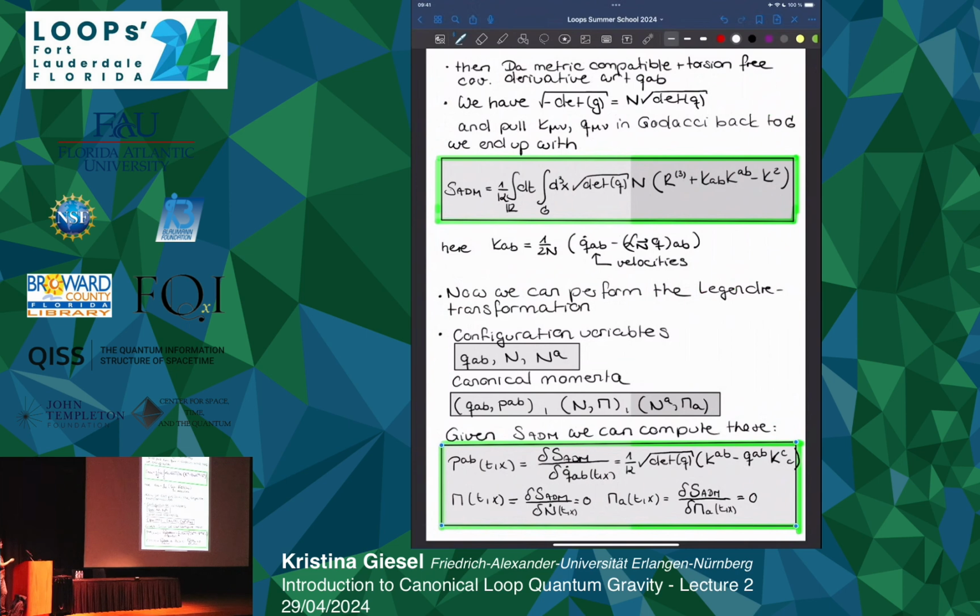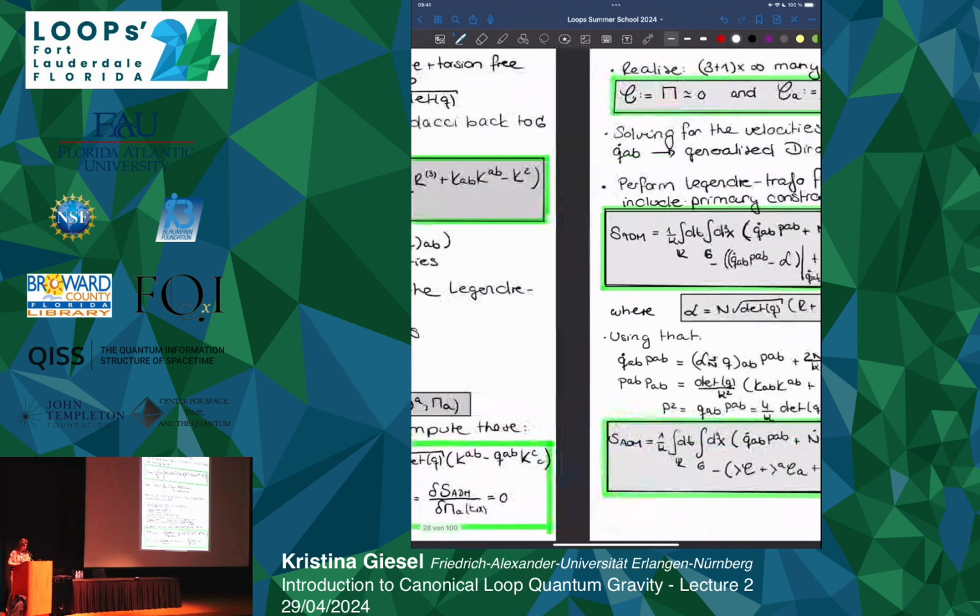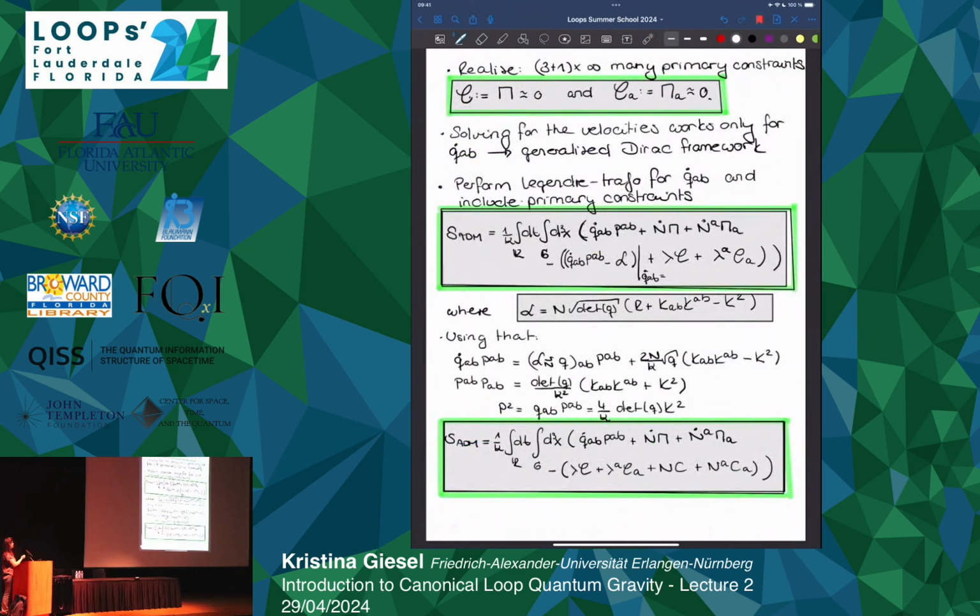And if you look at this ADM action, you will immediately see there are no velocities involved for N and N^A. And therefore, we are in the same situation as we had in our mechanical example. The momentum of the lapse function vanishes, and similarly for the shift vector. So we have primary constraints. Which means we have, in this case, because it's a field theory, 4 primary constraints, C and C^A here, in terms of the momenta of lapse and shift.